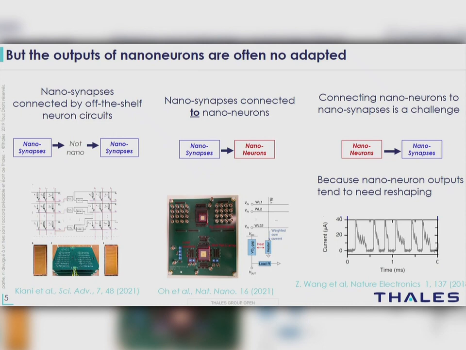Or you have fully nano realization, but you always have nanosynapses feeding into nanoneurons. And you never have nanoneurons that feed into nanosynapses. The reason for this is that usually the output of your nanoneurons is not something that's very easy to work with. For instance, that's the output of spiking nanoneurons in that beautiful paper. So you see the signals are not very clean, and often they will need some kind of reshaping before being able to be fed into synapses.